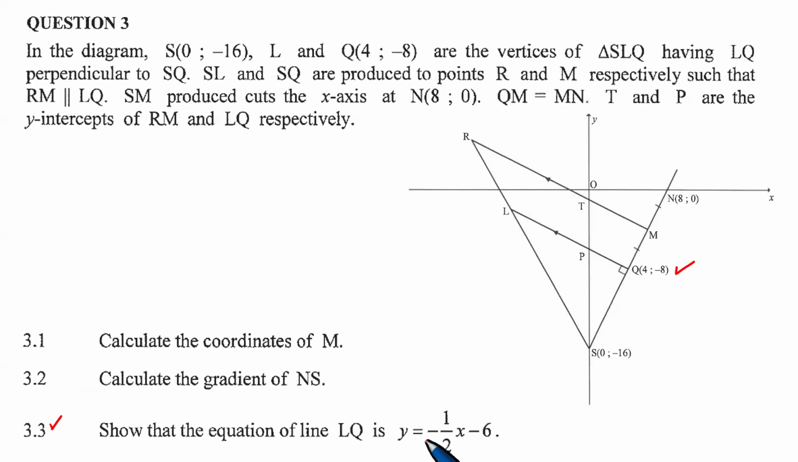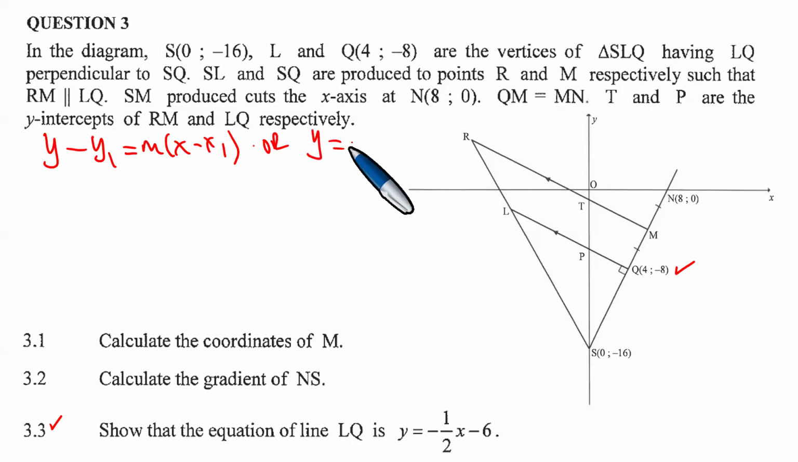And to find the equation of a line, we must use the formula y minus y1 equals m into x minus x1. Okay, if we don't want to use this one, you use the formula y equals mx plus c, like so. However, if you look carefully here, to find the equation of the line LQ you would need the coordinates of both points L and Q, but only the coordinates of Q are known. So what do we do?